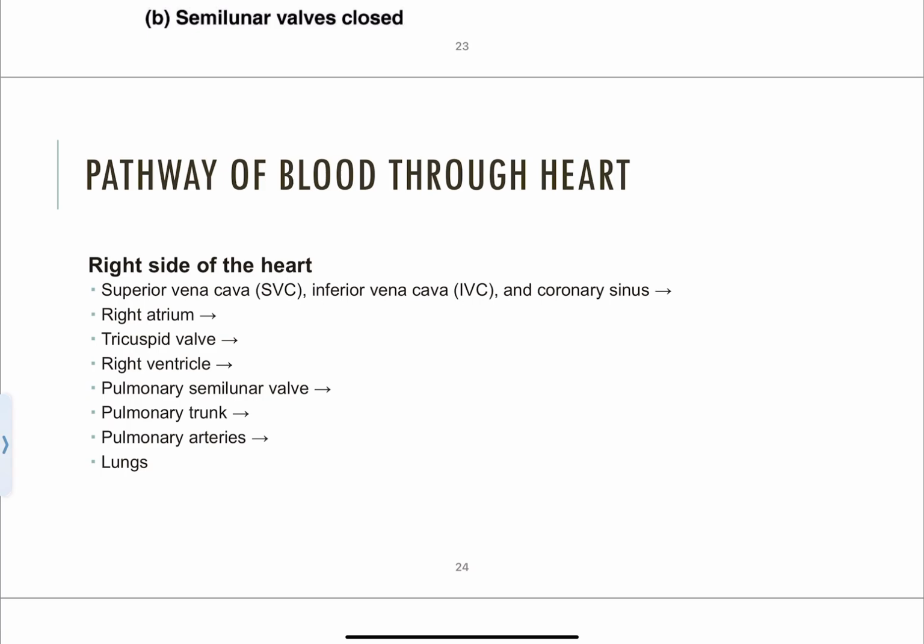In reality, I do want you to keep in mind that when the right atria contracts, so does the left. And when the right ventricle contracts, so does the left ventricle. So even though they're considered two separate pumps, they're pumping at the same time. But we're just going to follow the pathway at one point. So let's start with the right side of the heart.